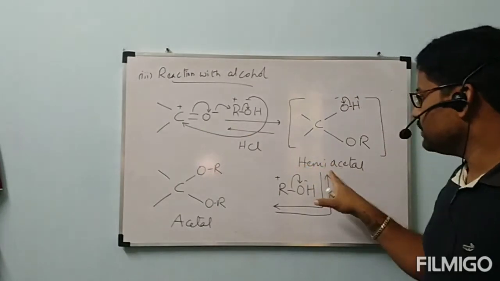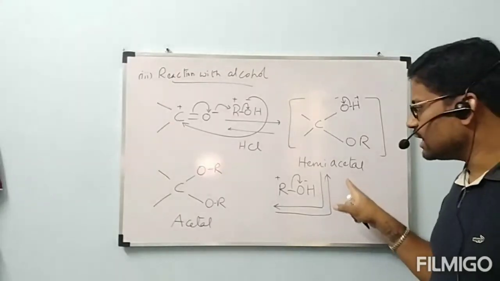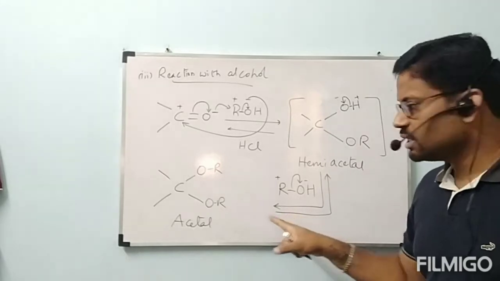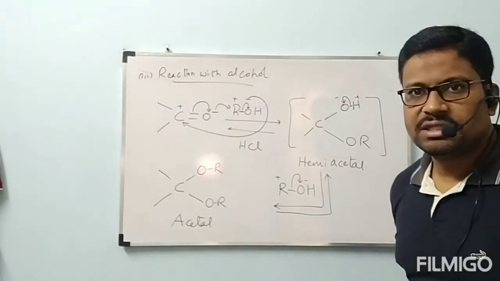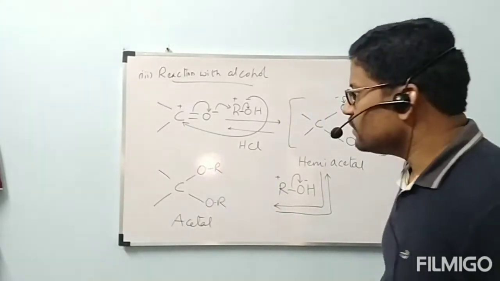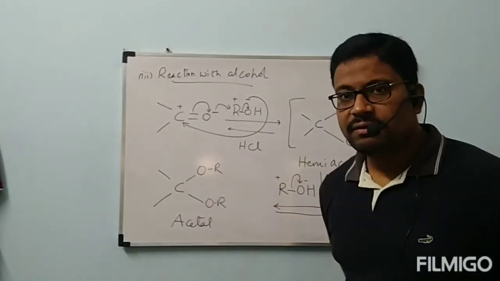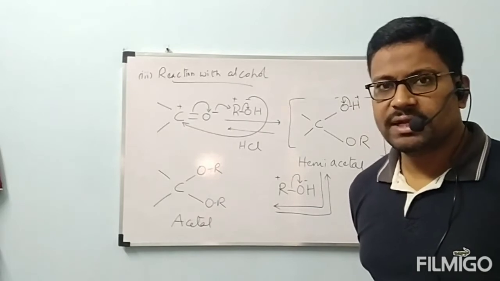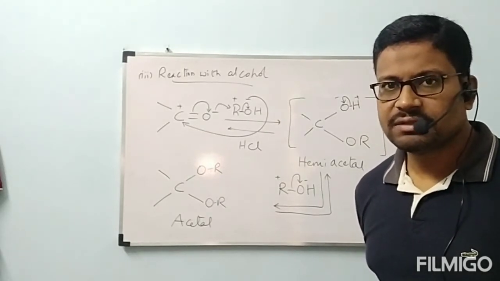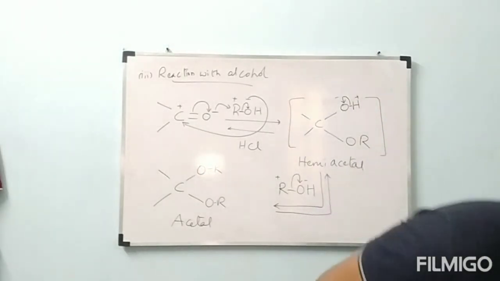In the first step we will get hemiacetal. This hemiacetal again reacts with one more mole of ROH to form acetal. This is about the reaction with alcohol. Here we have seen C double bond O. With ethylene glycol also we can see. What is that ethylene glycol reaction? Let us see now.